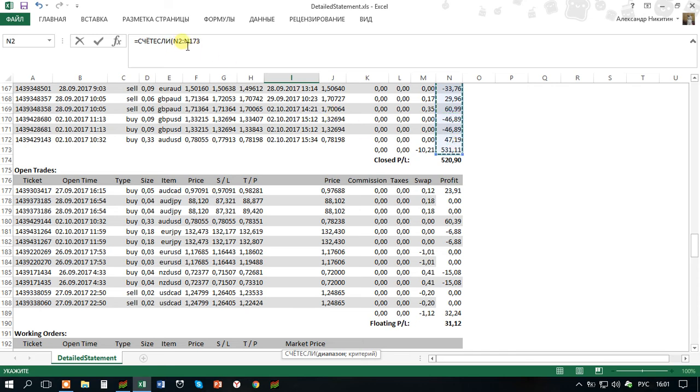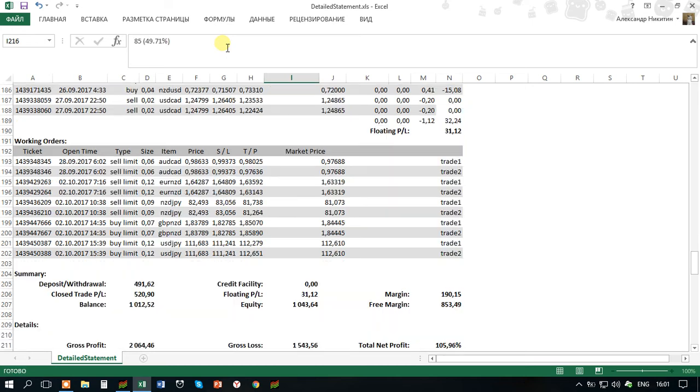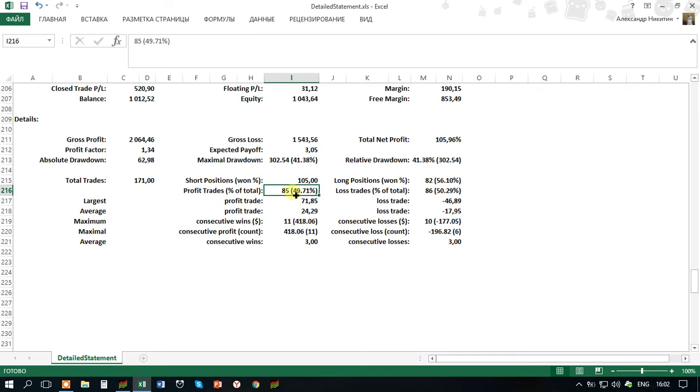Yes, from N7 to N173. Yes, I'm interested within this range. Count if more than 0. So it will tell me how many winners I have. That's it. So I have 105 winners. So these winners include zeros as well. Yes. So because 0 is a winner, it's not a loser.